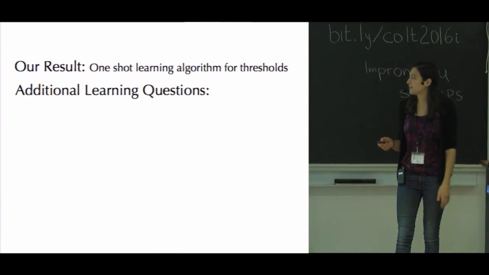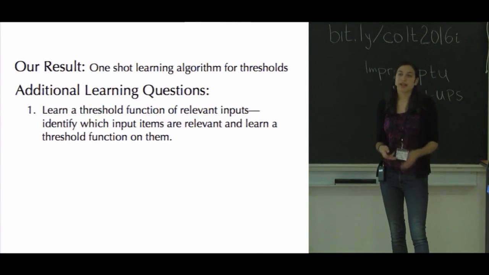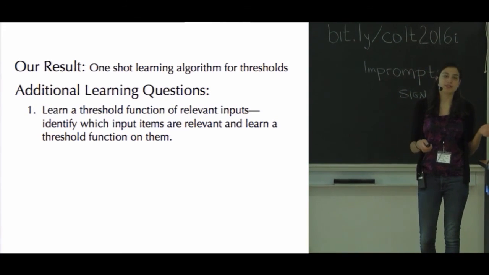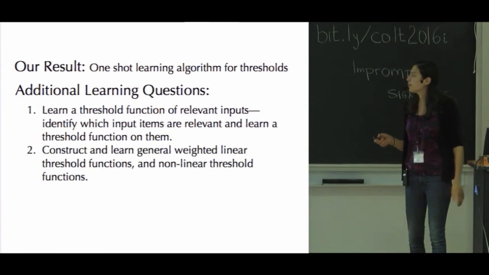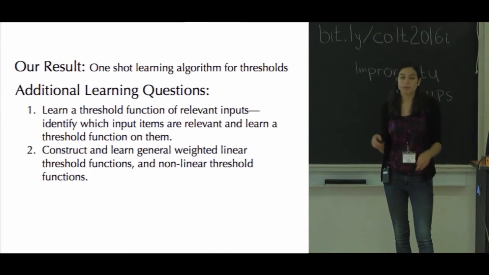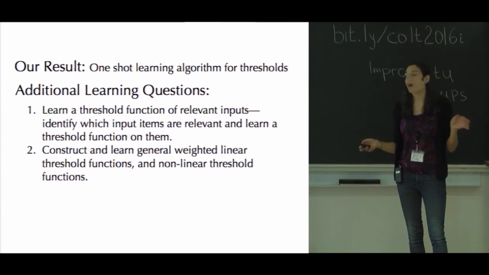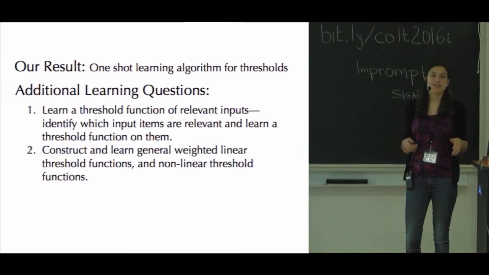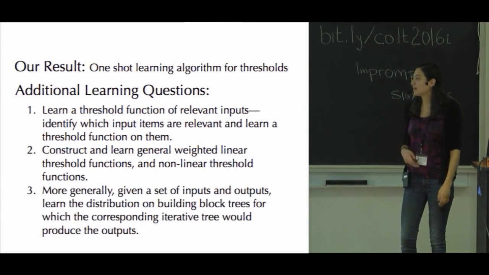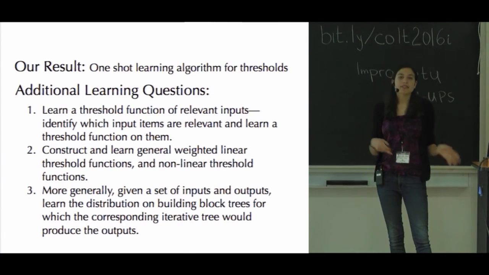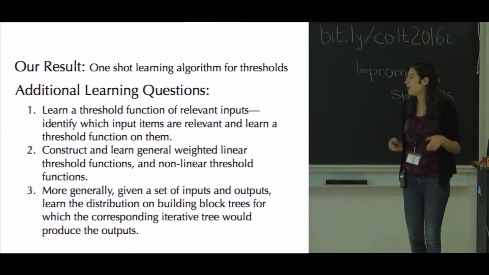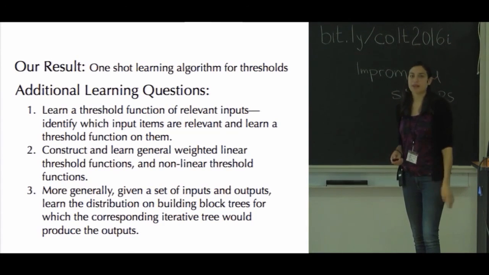We really believe that this is the tip of the iceberg. There's lots of learning questions we can ask. For example, given a set of examples where only some features are relevant, can we identify which features are relevant and learn a threshold function on them? More generally, can we construct and learn general linear weighted threshold functions or even non-linear threshold functions? To do this, somehow we'd have to break the symmetry of our design. And finally, in the most general setting, given a set of inputs and a set of outputs, can we learn the distribution on building block trees that would produce the corresponding outputs?